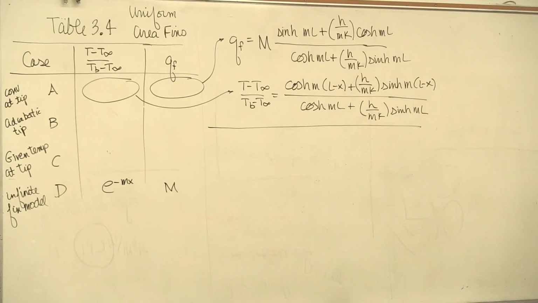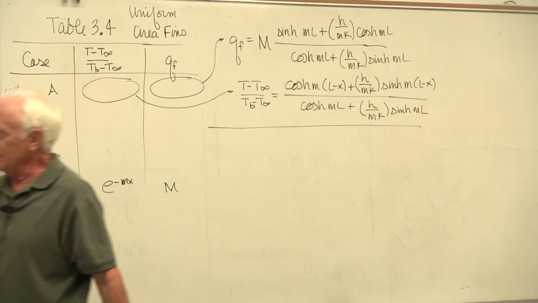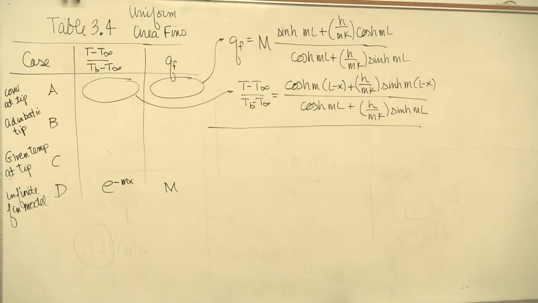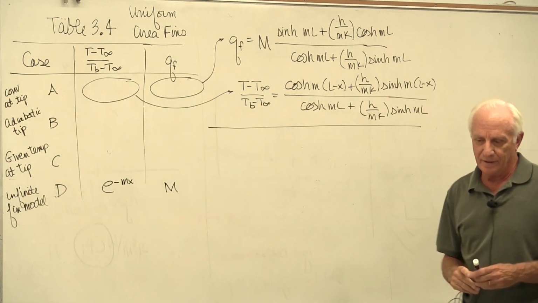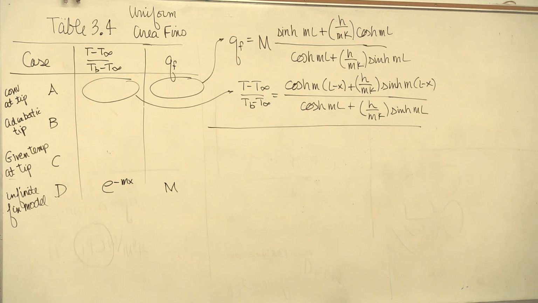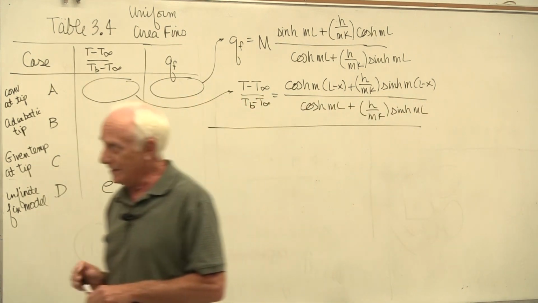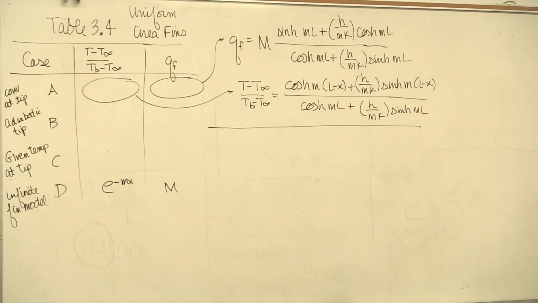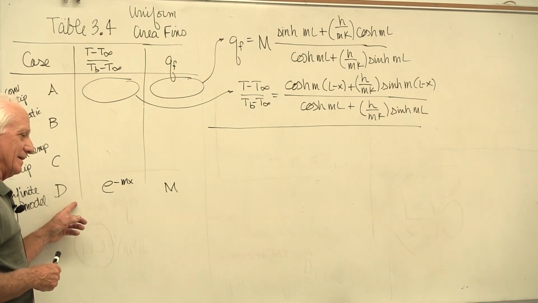Now, I know it's not case B, it's not an insulated fin tip. I know it's not case C, nobody gave me the temperature at the fin tip. I've got two possibilities, case A and case D. It's definitely case A, there's convection from the fin tip. But I may want to check case D.